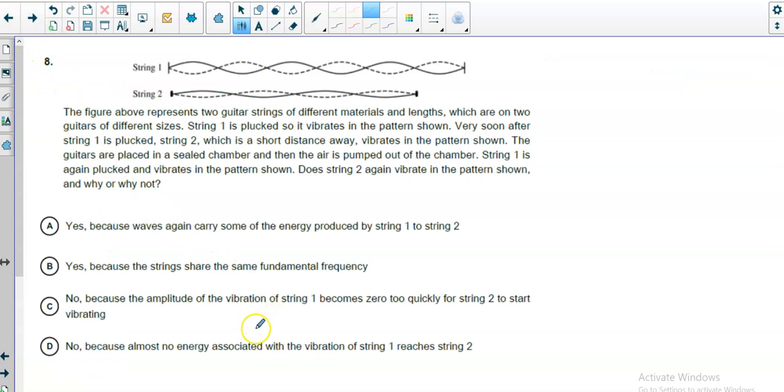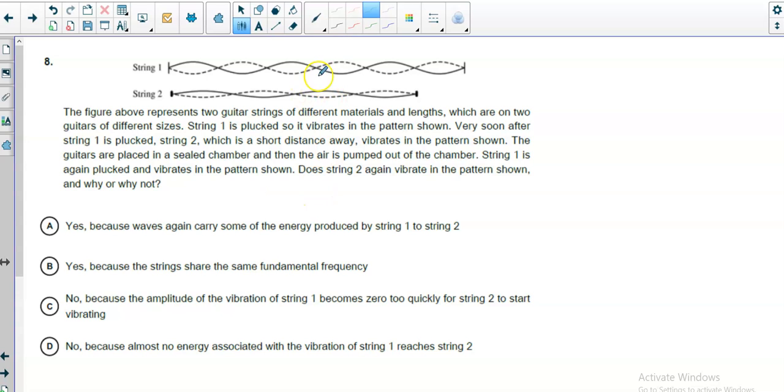The figure represents 2 guitar strings of different materials and lengths, which are on 2 guitars of different sizes. String 1 is plucked so that it vibrates in the pattern shown. Very soon after string 1 is plucked, string 2, which is a short distance away, vibrates in the pattern shown. The guitars are placed in a sealed chamber and the air is pumped out of the chamber. String 1 is again plucked and vibrates in the pattern shown. Does string 2 again vibrate? Wow, that's a really long question to verify that you understand that sound can't travel through a vacuum, that it has to have something between the string and the other string.